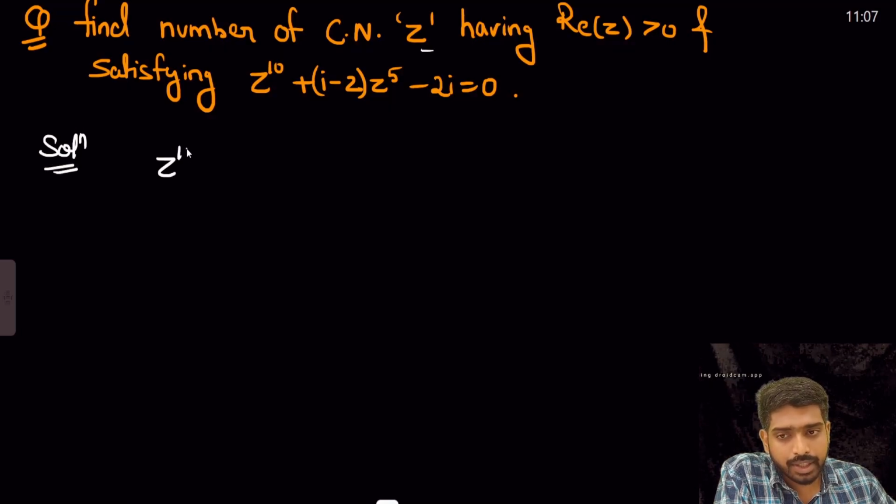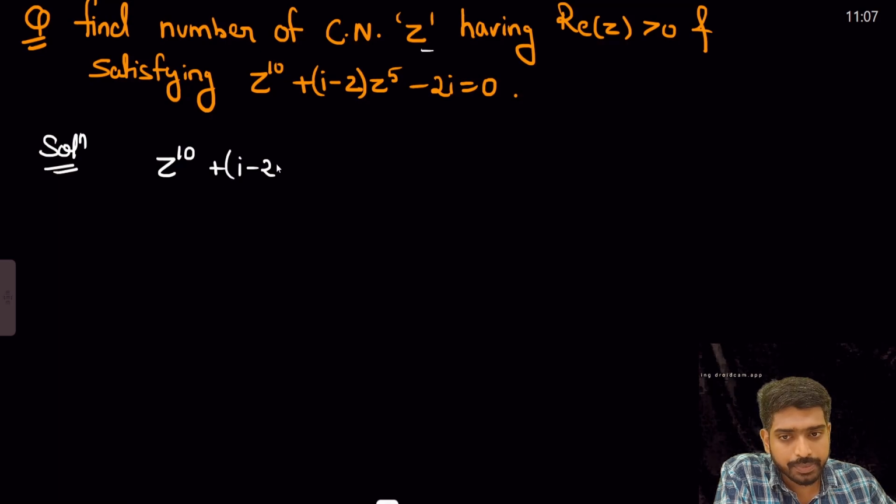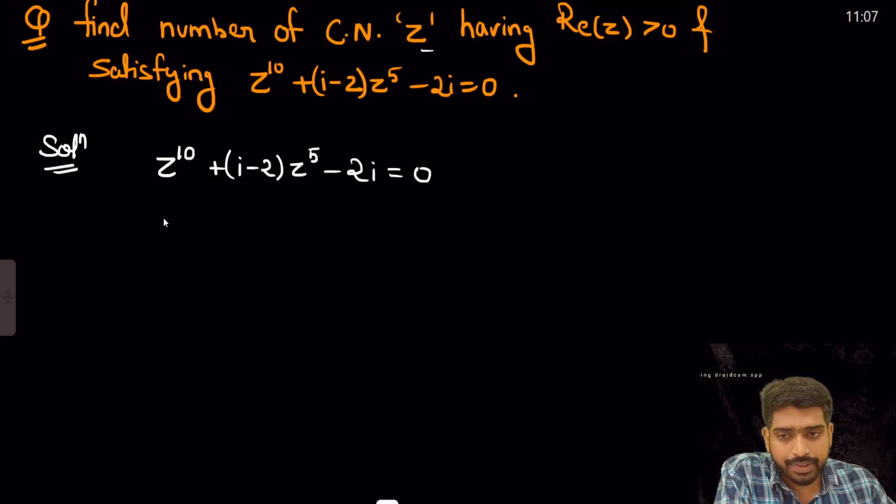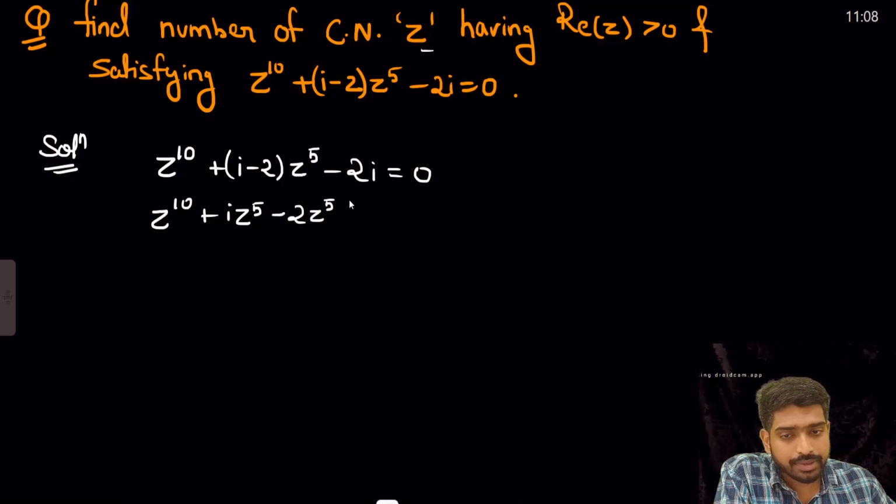They have given z to the power 10 plus (iota minus 2) multiplied by z to the power 5 minus 2 iota equals 0. So we'll try to factorize this by using middle term splitting. Here we'll multiply the z to the power 5 inside, so we'll get z to the power 10 plus iota z to the power 5 minus 2 z to the power 5 minus 2 iota equals 0.